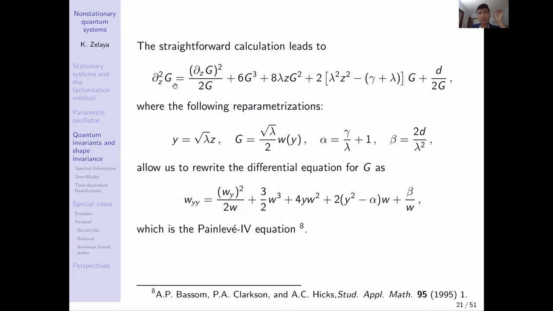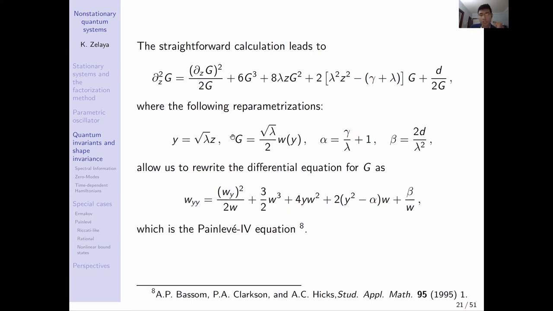We will get a differential equation for G, which is nonlinear, and it takes this form. After introducing this reparametrization, given here, we get a final equation. This is the one we are looking for, lowercase omega. You can see here that this is the fourth Painlevé equation. So the only thing we need right now is to find solutions to this omega.